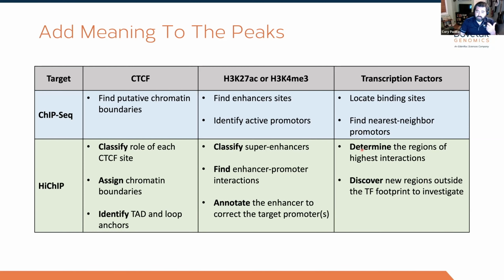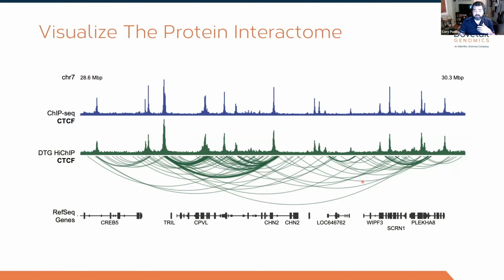With HiChIP, you'll be able to determine exactly what the regions of highest interactions are, right? So maybe it's with a different promoter downstream, or maybe it isn't interacting with the nearest neighbor promoter. And it will help you discover new regions outside of that transcription factor footprint to investigate. So if we go back here, ChIP-seq gives us where that footprint is, but it doesn't necessarily tell us what it's interacting with outside of that footprint.